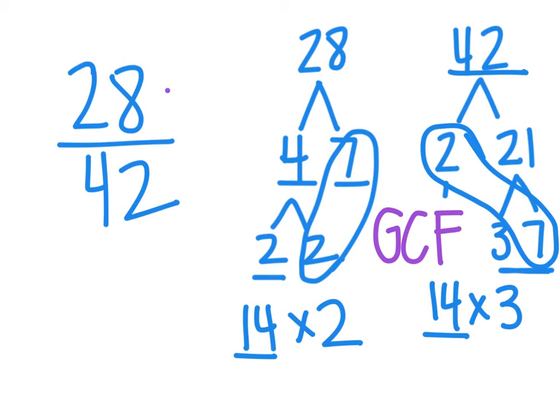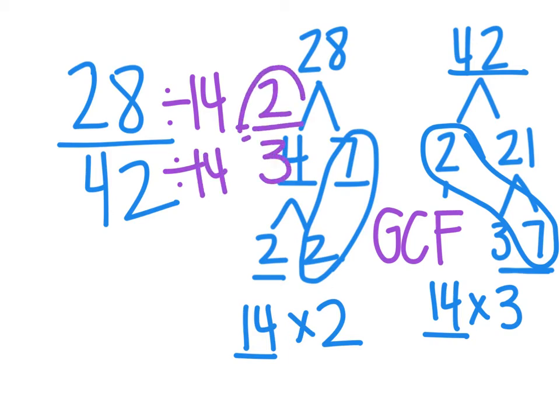So now what we can do is just divide the top by 14 and the bottom by 14 to get 2 over 3. The only common factor that 2 and 3 have is 1, so that tells us that this number, 2/3, is in simplest form. So finding the greatest common factor can help you save some steps when dividing.